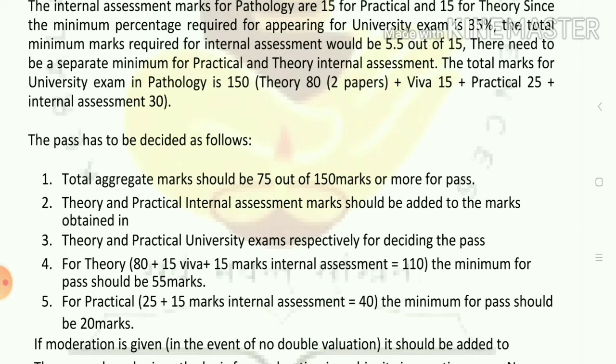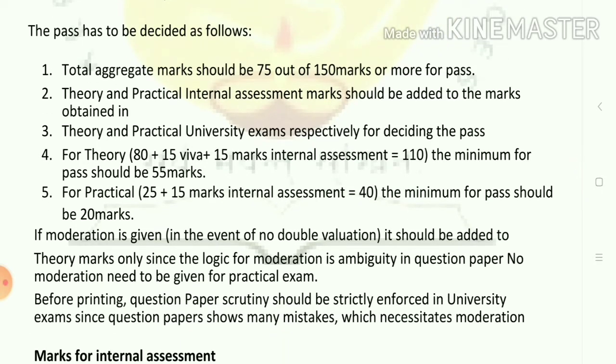Like previously, theory and practical internal assessment should be added to the marks obtained in theory and practical university exam respectively for deciding the pass. For theory, 55 marks out of 110, and 40 marks out of 80 for practicals. If moderation is given, in the event of no doubt evaluation, it should be added to the theory marks only, since the logic for moderation is ambiguity in the question paper. No moderation needs to be given for the practical exam. Therefore, there will be no moderation for the practical exam, only for theory.